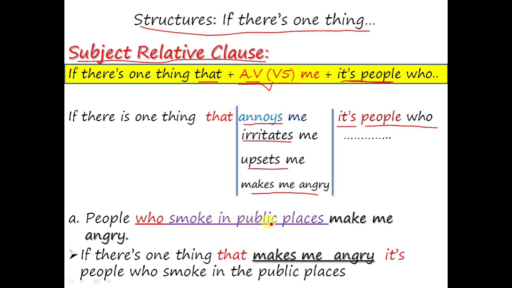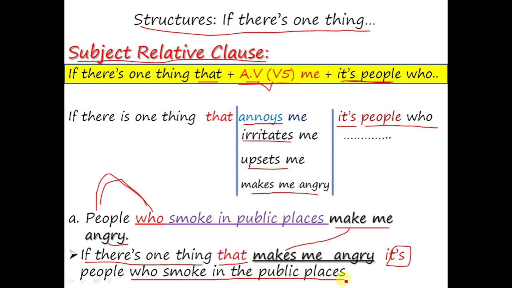People who smoke in public places make me angry. You know this is a subject relative clause. Here "people" is the subject and then the clause comes, so it is known as subject relative clause. Let's change it beginning with "if there is one thing." If there is one thing that plus V5. The given attitude verb is "make me angry," so V5: makes me angry. Then you are adding "it's people" and complete the given clause. It's people who smoke in public places.